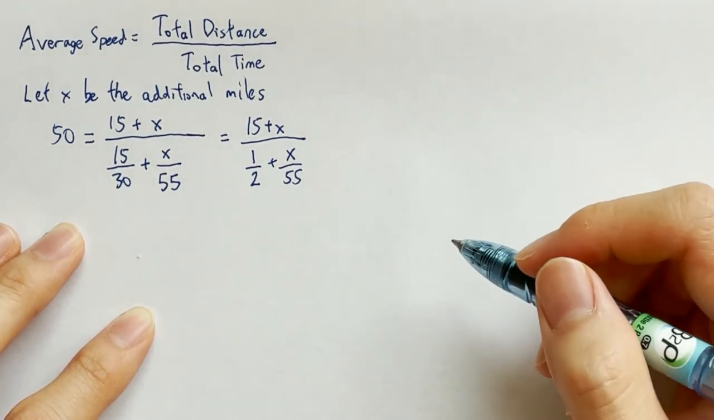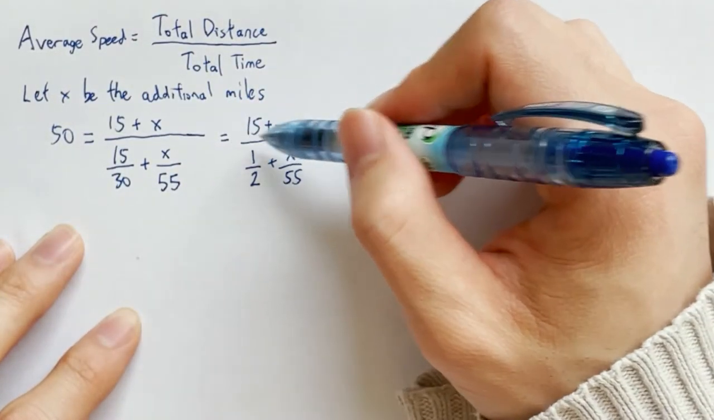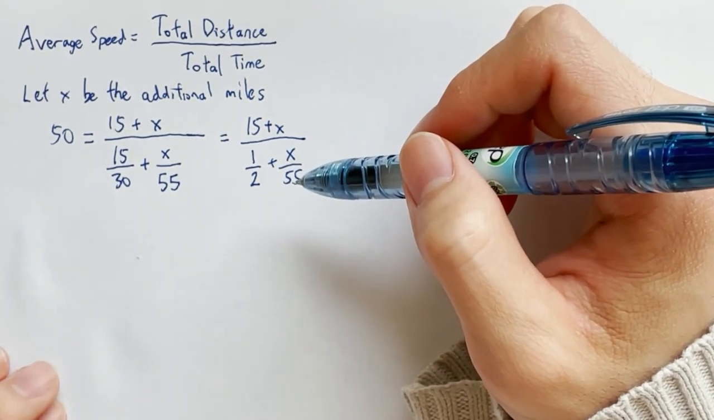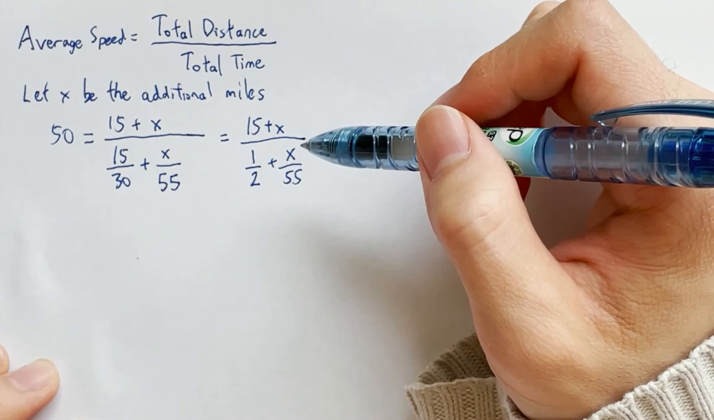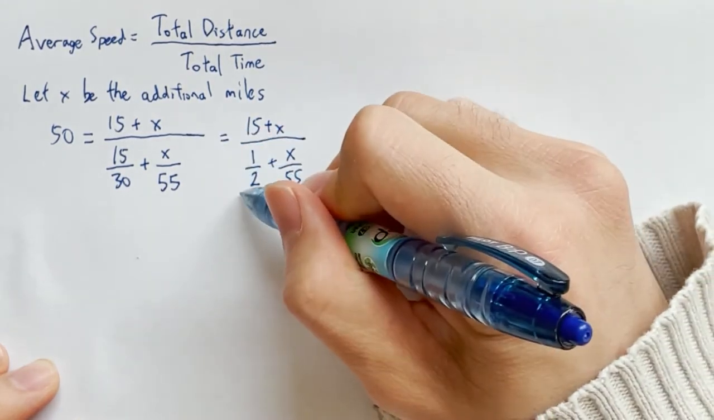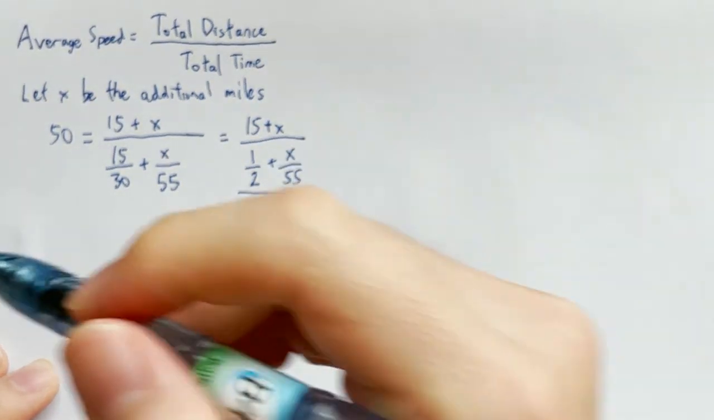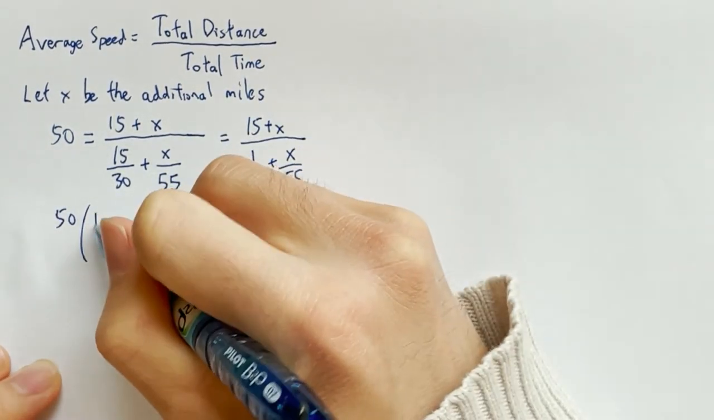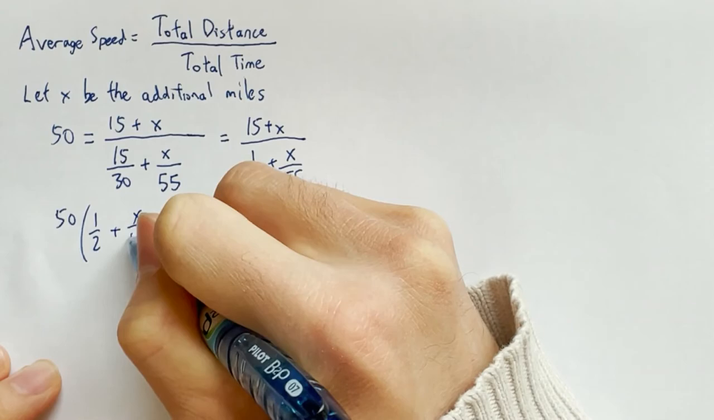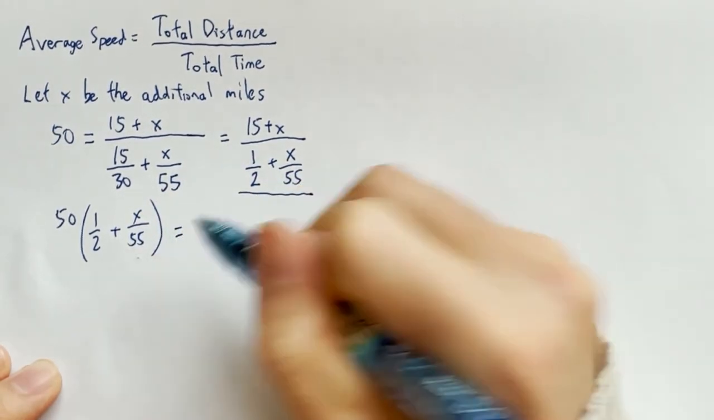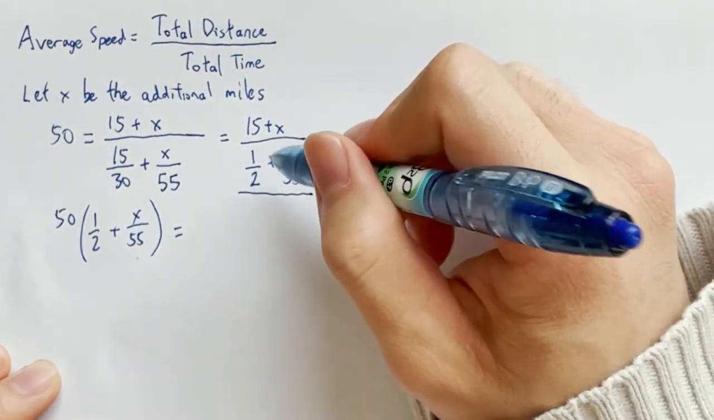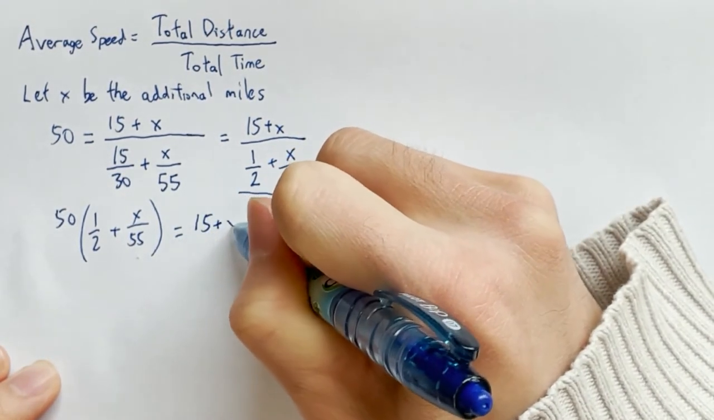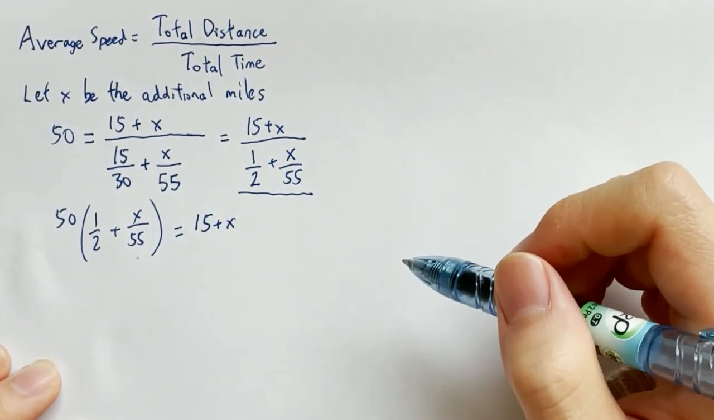Now let's go ahead and try to solve this equation. We have 50 equals 15 plus x over 1/2 plus x over 55. So the first step here is I'm going to multiply both sides by this denominator value of 1/2 plus x over 55. So I'm going to have 50 times 1/2 plus x over 55, and that's going to equal, when I multiply the right side here by this denominator, just the numerator. So our equation now looks like this.